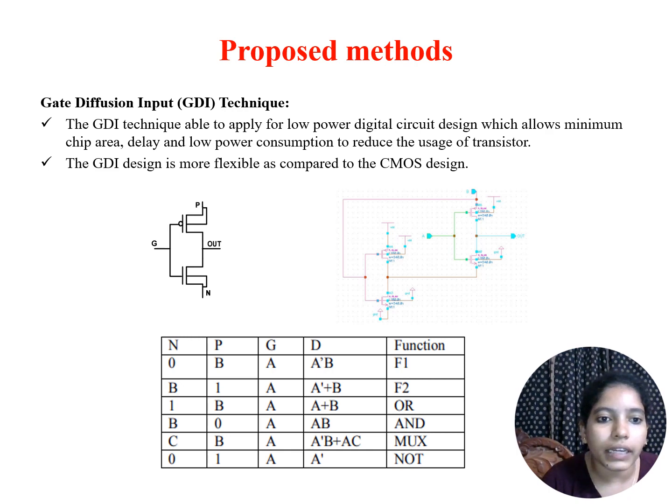It has three inputs and one output. It looks like a normal CMOS inverter, but a normal CMOS inverter has a single input and single output, whereas this GDI cell has three inputs and one output. And with the help of these three inputs, we can perform various logical functions with the GDI cell. And coming to this, it is a four transistor XOR logic which is implemented using the concept of GDI.